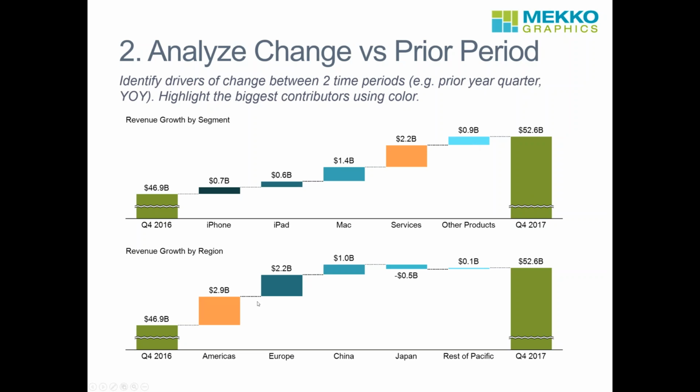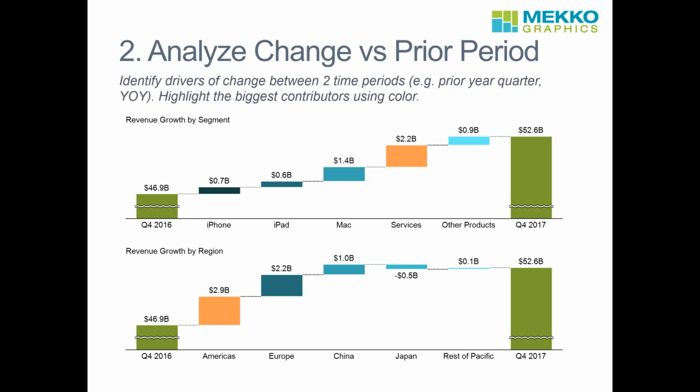growth segments. And the second is I used color. I tried to make the largest area pop, in this case, services and Americas. I made both in an orange to stand out from everything else, which was just in a shade of blue.